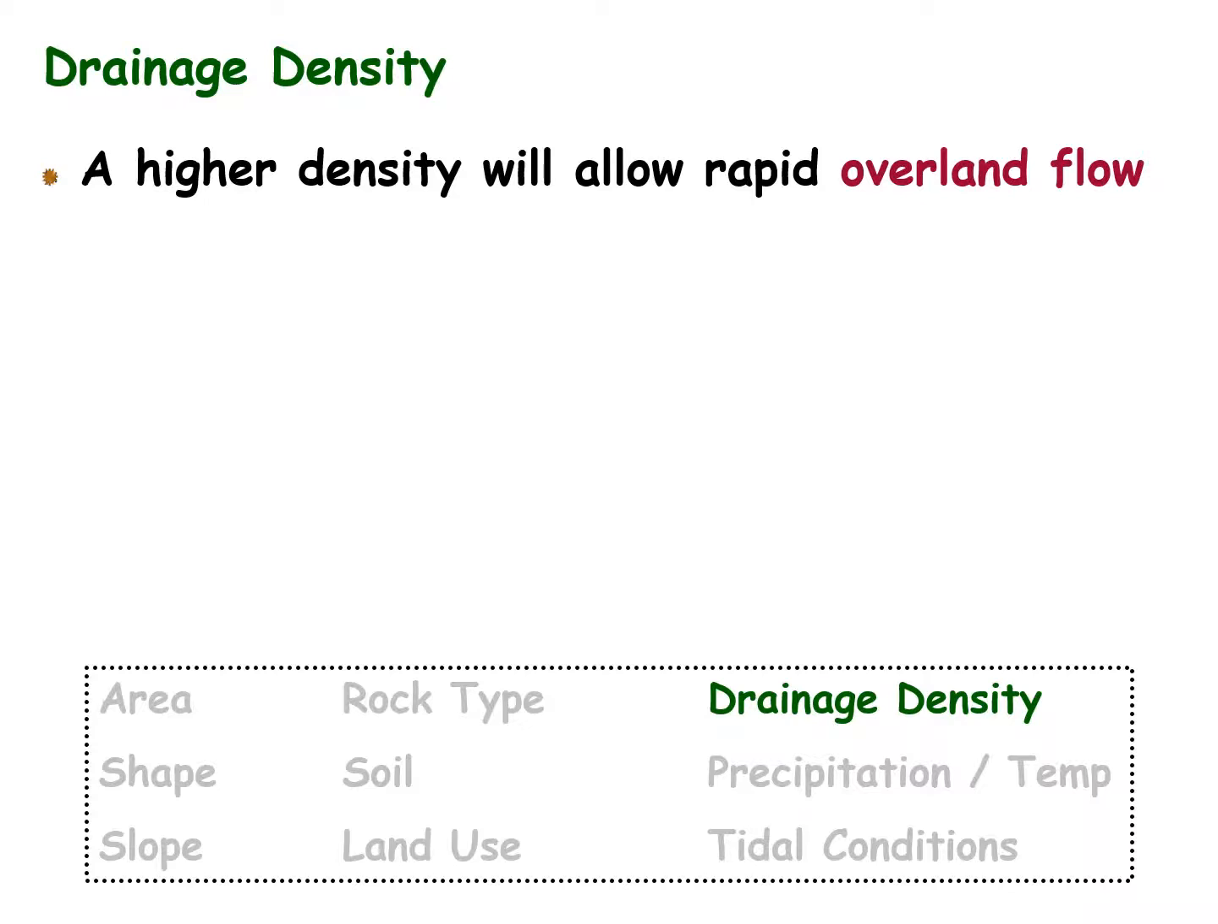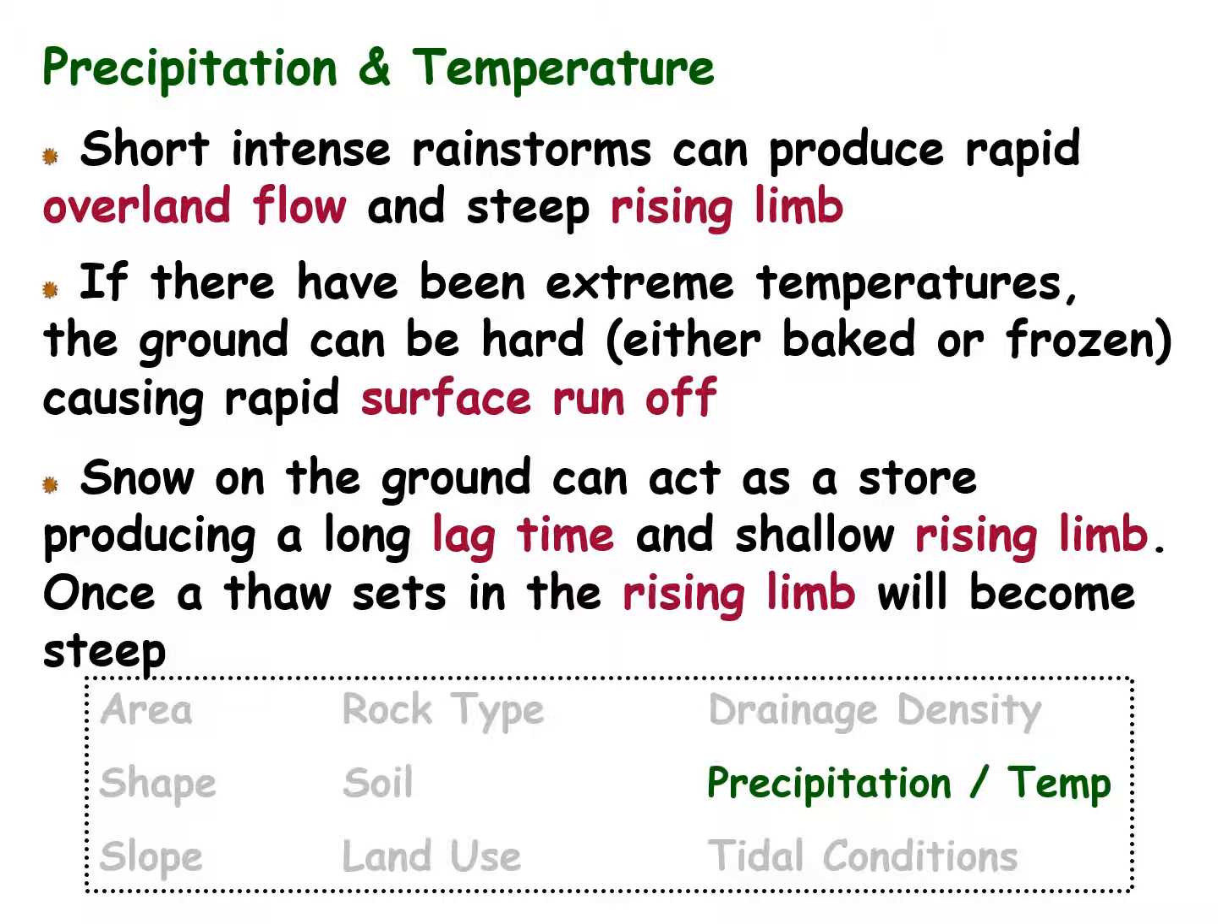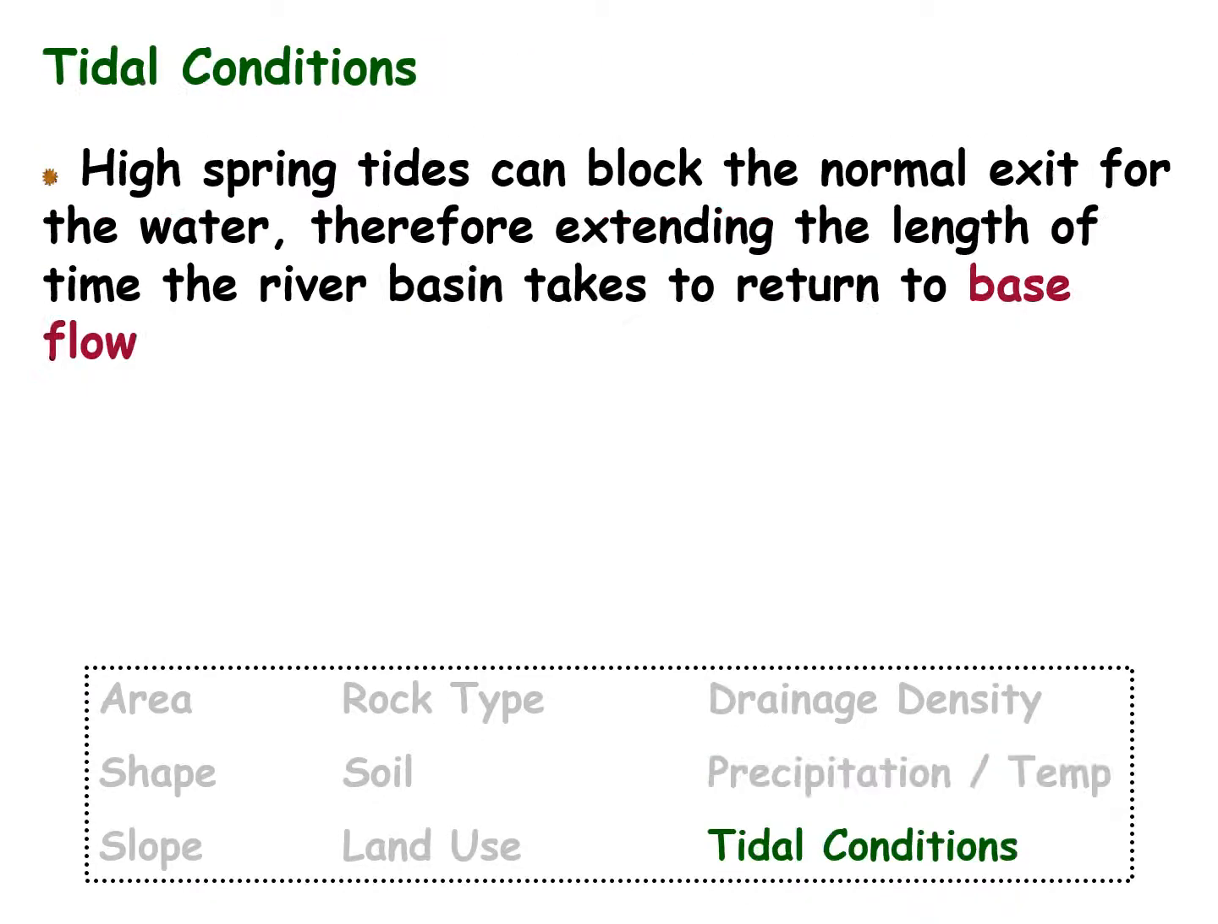Drainage density: a higher density will allow rapid overland flow. Precipitation and temperature: short, intense rainstorms can produce rapid overland flow and a steep rising limb. If there have been extreme temperatures, the ground can be hard, causing rapid surface runoff. Snow on the ground can act as a store, producing a long lag time and a shallow rising limb.